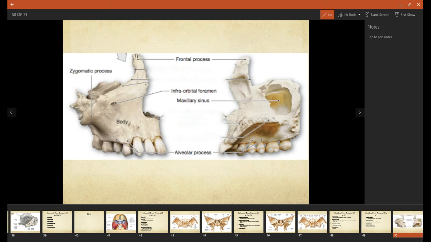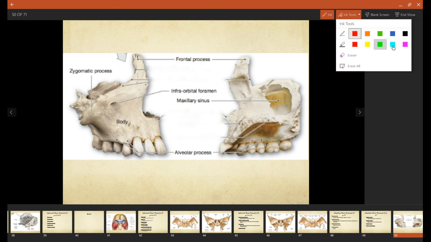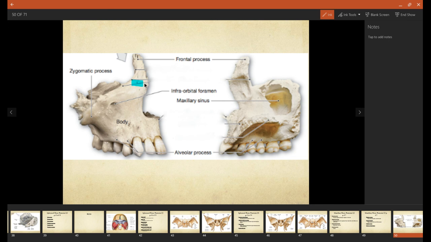So as we take a look here, the infraorbital foramen is pretty apparent, just the hole below the eye orbit. Now on the inside of each maxillary bone is also going to be the maxillary sinus. And we can also see the frontal process, which is just this bump right here as it sticks up to the frontal bone.